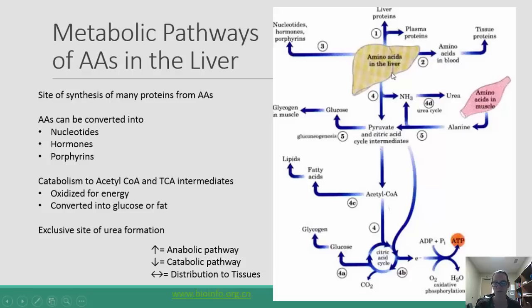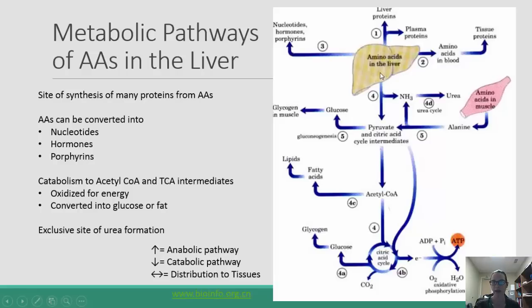We know that from our protein section. So we know this can be converted into liver proteins, which can go into plasma, like our albumin, for instance. We know that we can have our amino acid pool in the blood, which can deliver the necessary amino acids to the tissues that need them to build proteins. And we know that amino acids can be converted into nucleotides, hormones, or porphyrins. Then we know that amino acids can also be catabolized.